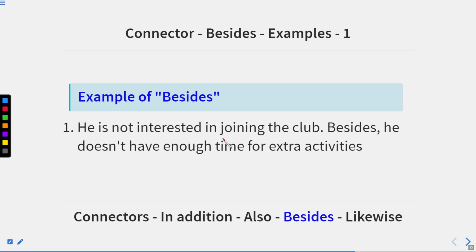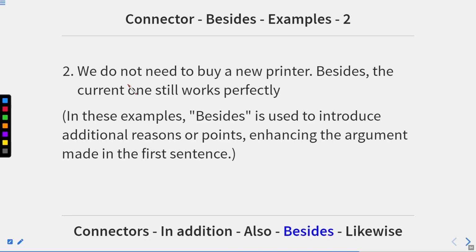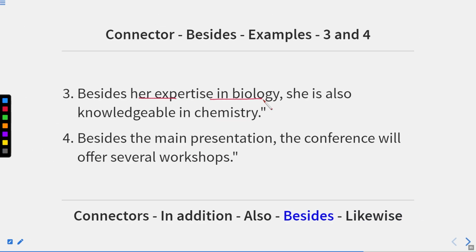Examples of besides. Now here we are going to discuss some examples of besides. The first one is: He is not interested in joining the club. Besides, he does not have enough time for extra activities. We do not need to buy a new printer; besides, the current one still works perfectly. In these examples, besides is used to introduce additional reasons or points, enhancing the argument made in the first sentence. Besides her expertise in biology, she is also knowledgeable in chemistry. Besides the main presentation, the conference will offer several workshops.